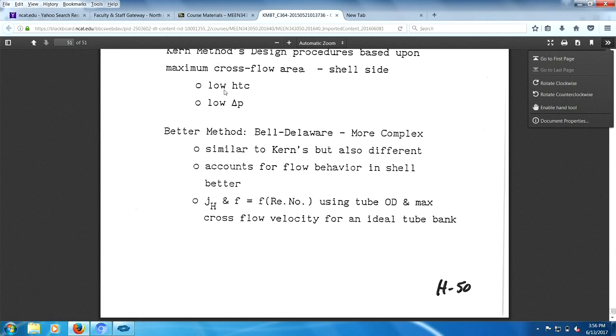Anyway, you wind up with a low pressure drop. Bell-Delaware takes into account shell side much better. Both of these design methods have similar tube side stuff. They're very similar, tube side, as you would expect. Tube is easy. Shell side is more difficult.